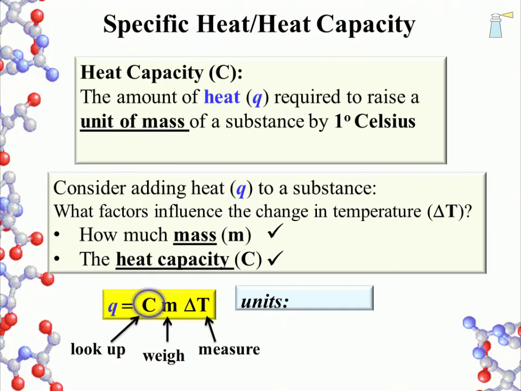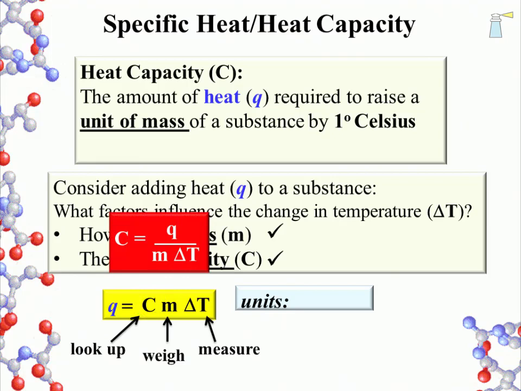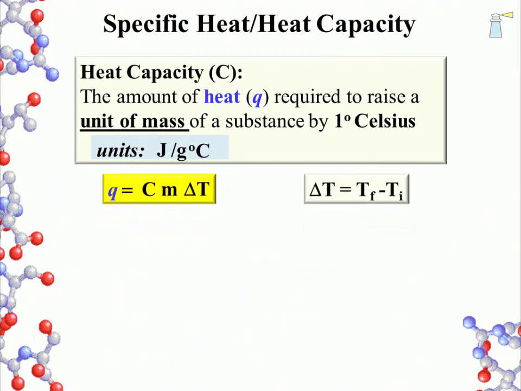To get C isolated by itself, divide both sides of the formula by its neighbors, M and delta T. That gives this expression. C has to have the same units as Q, joules, over mass, grams, and change of temperature, degrees Celsius. That puts formula and units in shape, so an application is in order.